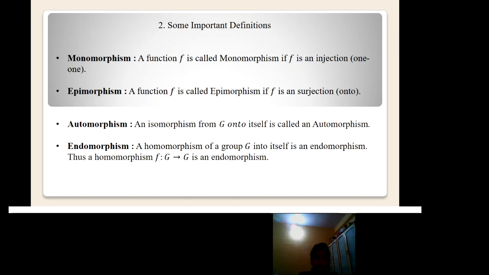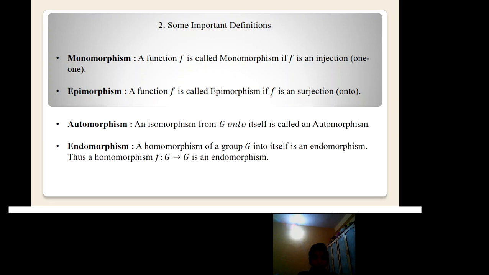Second is some important definitions: first, monomorphism, epimorphism, automorphism, and last is endomorphism. Now first, monomorphism. A function f is called a monomorphism if f is an injection, that is a one-one function. Second is epimorphism. A function f is called an epimorphism if f is a surjection, that is an onto function. Third is automorphism. An isomorphism from G onto itself is called an automorphism.